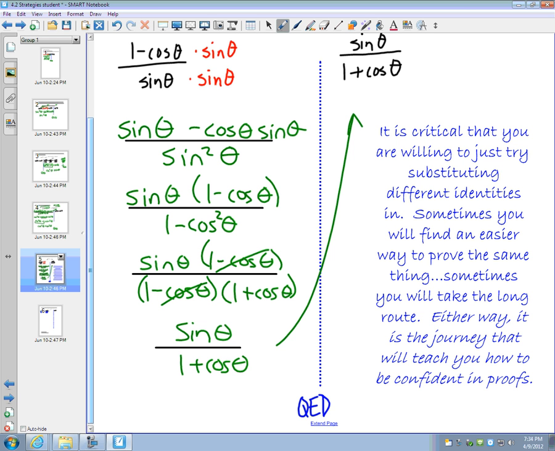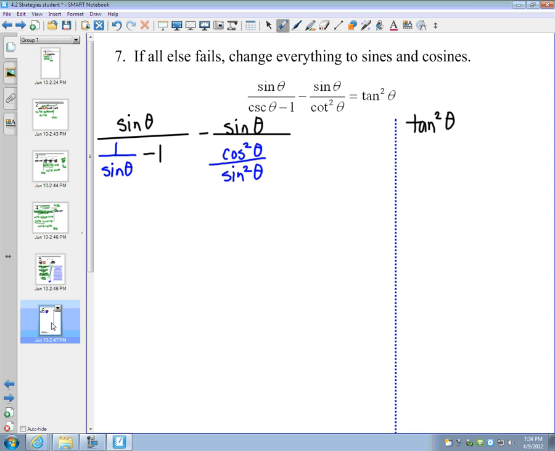Okay, it's critical that you are willing just to try substituting different identities in. Sometimes you find an easier way to prove the same thing. Sometimes you take the long route. Either way, it's the journey that will teach you how to be confident in proofs. There's a life lesson, the journey.